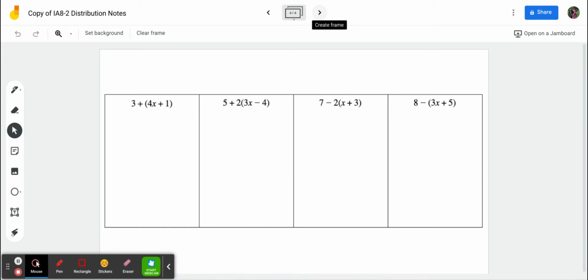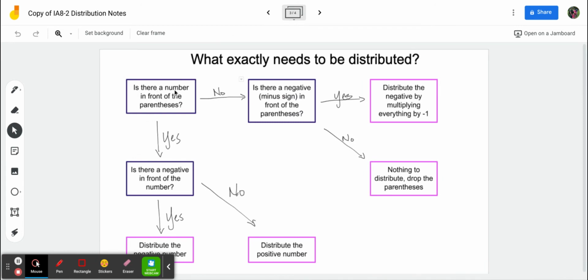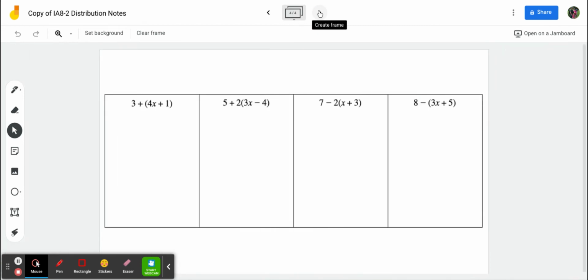So the first one, we need to ask our question here. We have 3 plus (4x plus 1). So in front of our parentheses, we have a plus sign. So if I jump back here, is there a number in front of the parentheses? No. Is there a negative in front of the parentheses? Our answer is no. And so we're going to not distribute anything. We're just going to drop these parentheses. So this can just as easily be written as 3 plus 4x plus 1. We combine our like terms, 3 and 1. So we have 4 plus 4x.